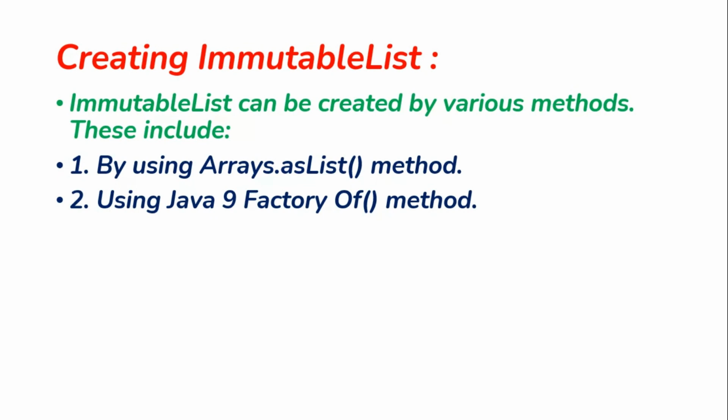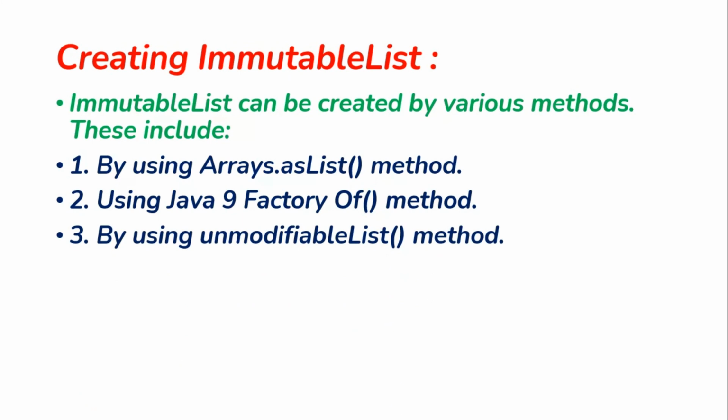Next, using the Java 9 factory of method. In Java 9 there is a method present in the List interface, like of. If we create a list with the help of the of method, it is also immutable. Then by using the unmodifiableList method: if a mutable list is already present and we pass that list to the unmodifiableList method, it will also be immutable.